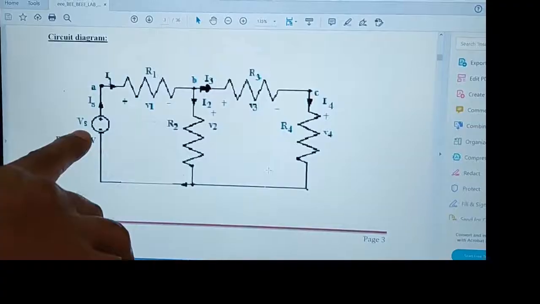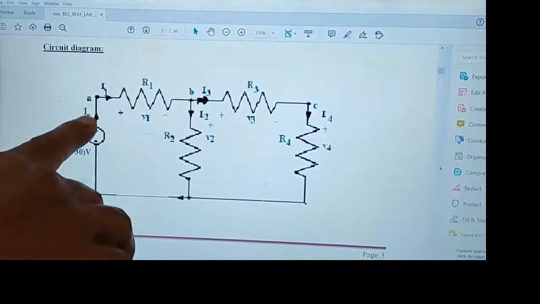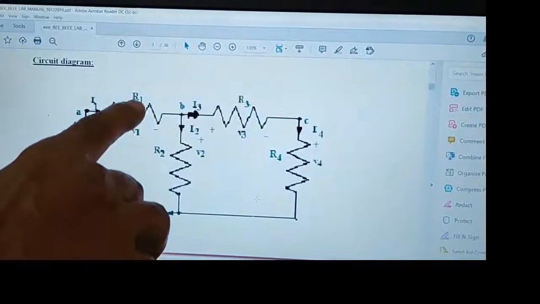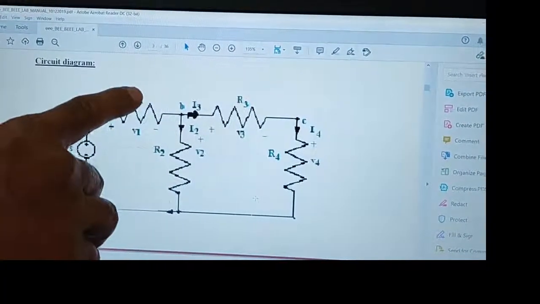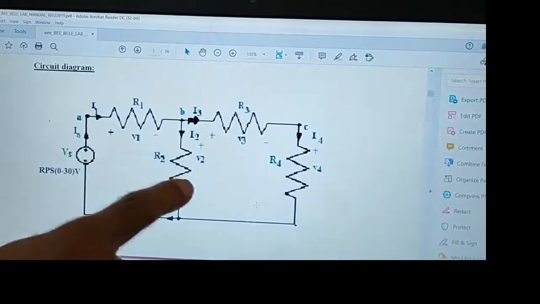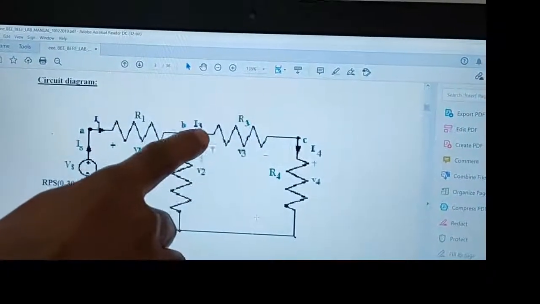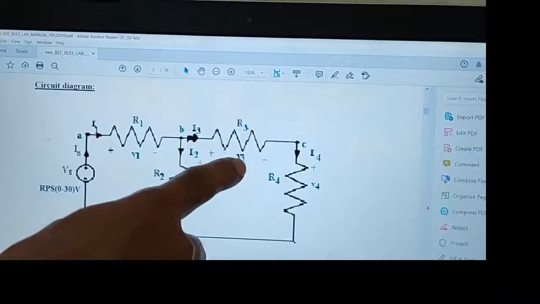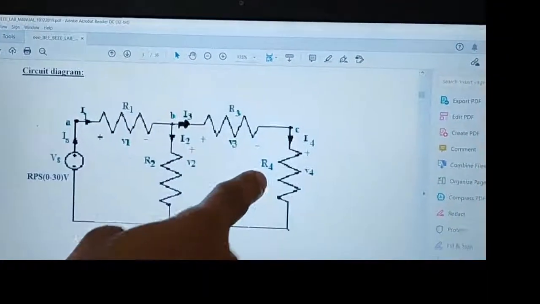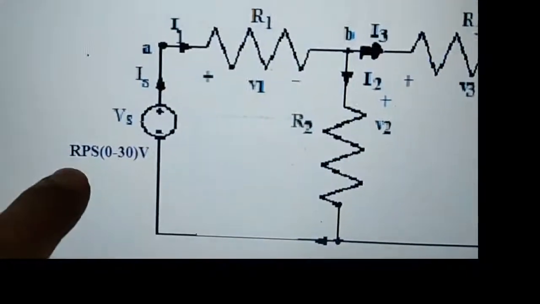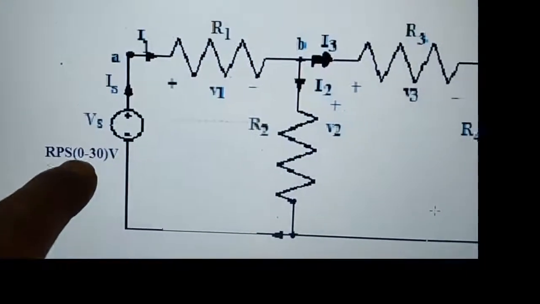VS stands for source voltage, IS stands for source current. Here we have I1 and R1 as the respective current and resistance. At R1 we have I1, V1. At R2 we have I2, V2. At R3 we have current I3, voltage V3. At R4, I4, V4. So here we are connecting a regulated power supply ranging from 0 to 30 volts.